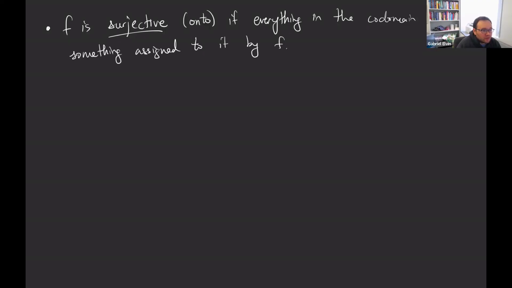And in a more formal, logical way of saying it, or with some of our notation, for all y in B, that's quote unquote everything in the codomain. For every element in the codomain, there exists an element in the domain that is assigned to that element.